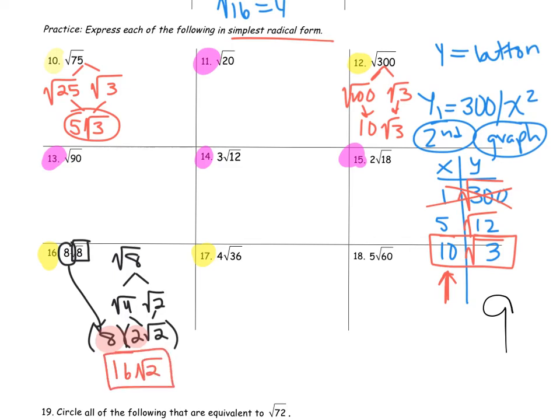All right, and then lastly, question number 17. I have 4 times the square root of 36. The square root of 36, guys, that's a perfect square. The square root of 36 is 6, so I have 4 times 6. Remember, there's parentheses here. And this is just 24.